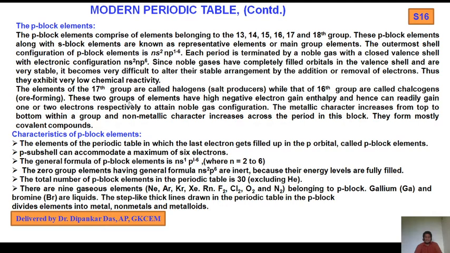P block elements means groups 13, 14, 15, 16, 17 and 18. These P block elements together with S block elements are termed representative elements. The outermost shell electronic configuration is ns2 np1 to 6. So each period is terminated by a noble gas with a closed valence shell with electronic configuration ns2 np6.